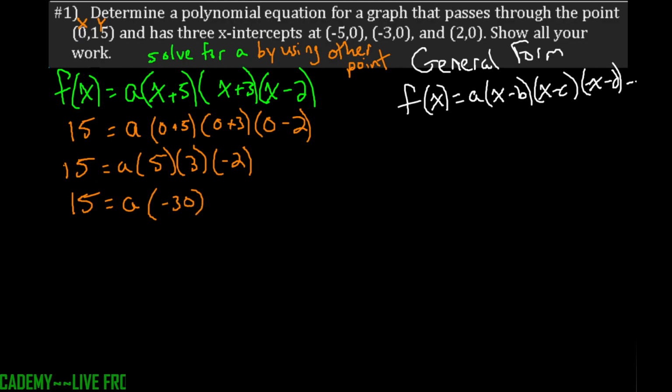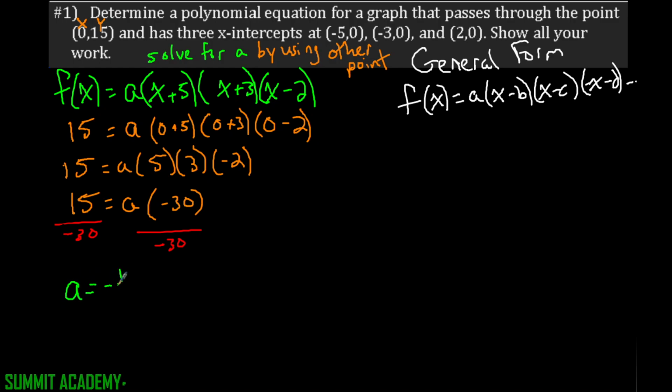Make sure you're reminding yourself how the steps for solving equations work. Real simple, one-step equation: divide both sides by -30 to get a by itself. You can leave it as a fraction if you'd prefer, but what we're going to do is this. A equals -1/2 if I want to reduce that fraction, or if I want to write it as a decimal, that's also totally fine. I would say -0.5.